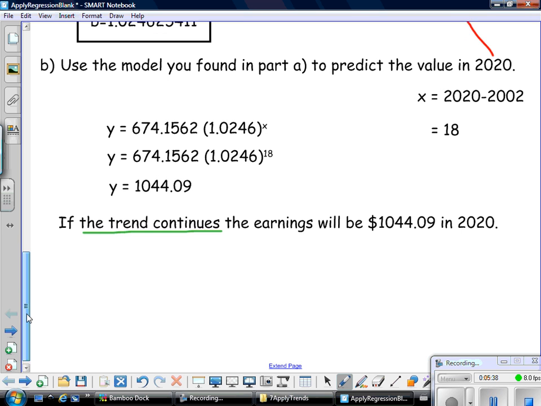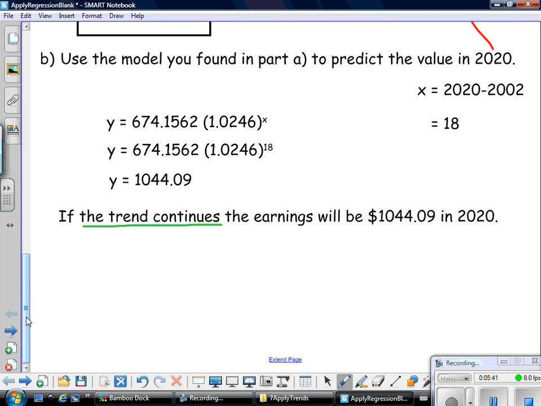Okay, so that's what you're going to be working on today. You're going to use your regression model that you find to make other predictions based either on past or future events. Okay, have some fun.